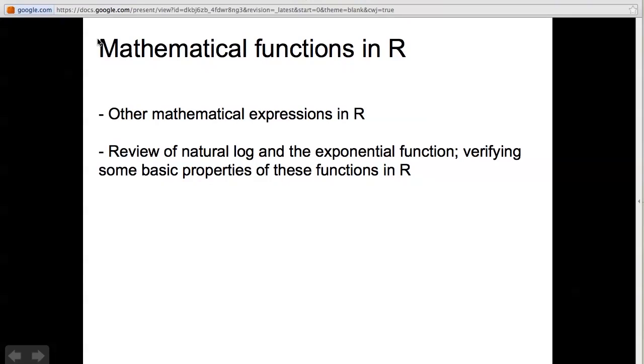Hello, in the last R video, we reviewed how to use R as a calculator. Calculators have buttons for common mathematical calculations. R also has shortcuts for common calculations called functions. Here we'll review some common functions in R, and we'll take a closer look at the log and exponential, which are very important functions in statistics.